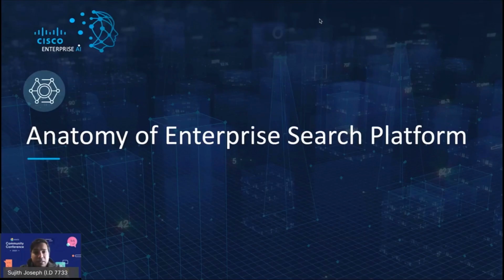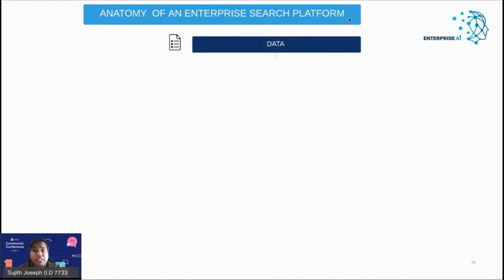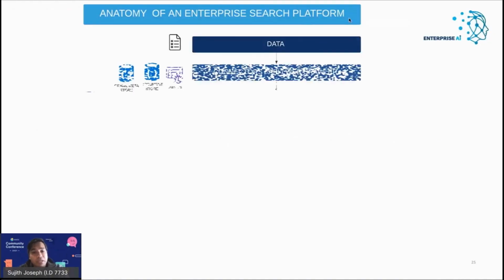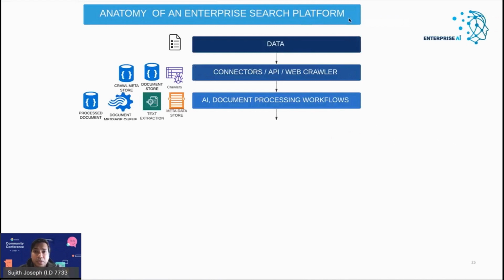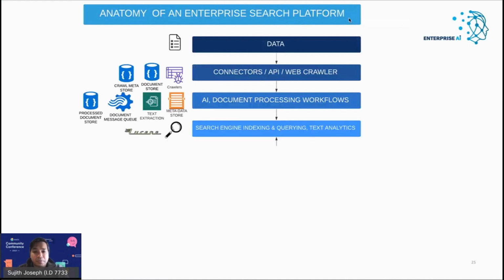And you'll see that all of them share the same anatomy. And here is an anatomy of an enterprise's platform. At the top layer, you see data sources, and you have connectors or crawlers which would fetch the content from the data sources. The fetched content then goes through a document processing workflow, which would enrich the metadata and the content, etc. And then it gets tokenized and indexed into a search engine.